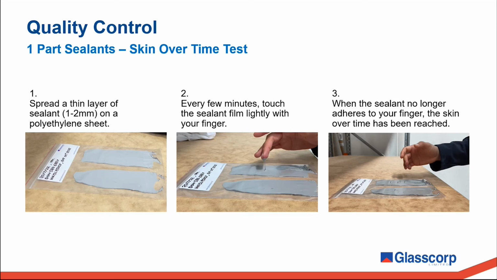Like the two-part sealants, the curing rate and the observed skin over time will vary with temperature and humidity. When the temperature and humidity is higher, the sealant will show a tendency to skin over and cure faster.